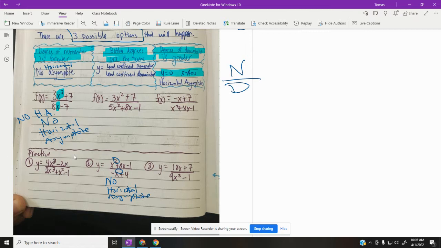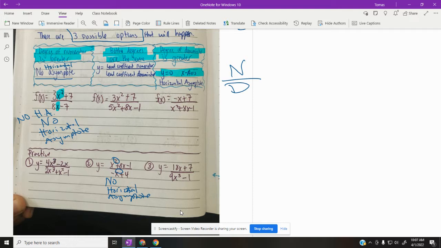Forgot the end. Okay, no horizontal asymptote. That's the first one I like to do because it really takes no math. I'm just kind of looking. Let me look at the degrees. What's the degree of this one? What's the degree of this one? All right, top is greater. Boom, no horizontal asymptote.